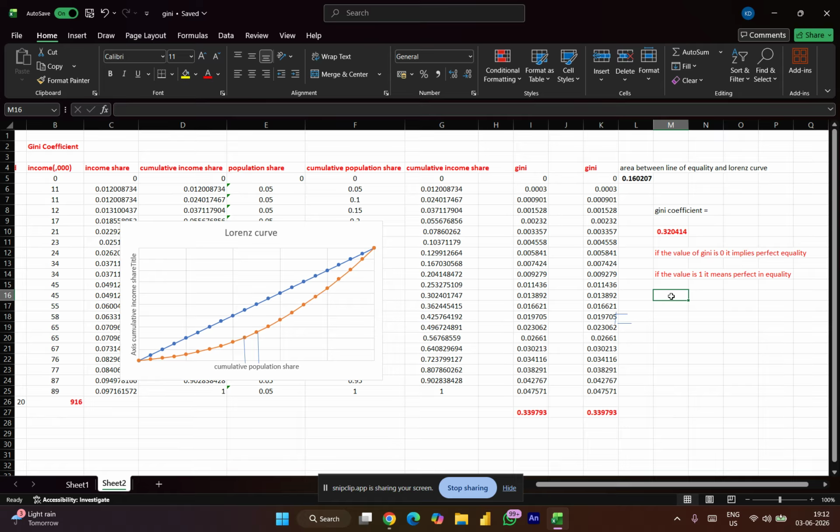So in this way we can calculate the Gini coefficient using Excel and hypothetical data.